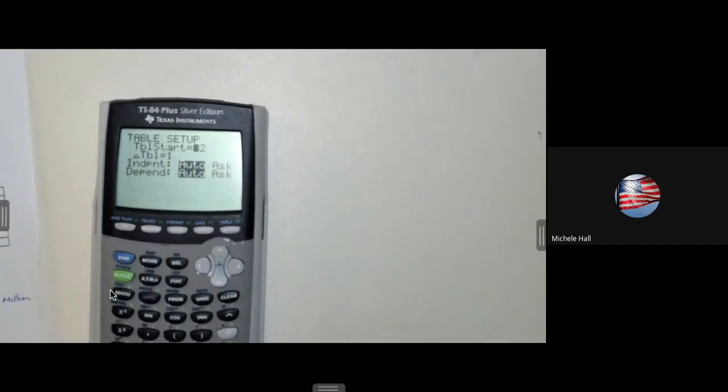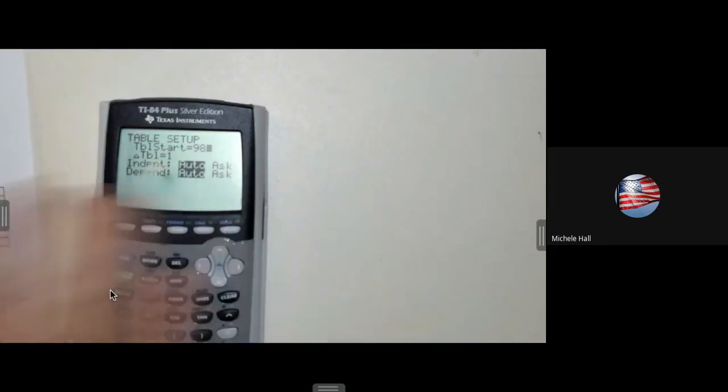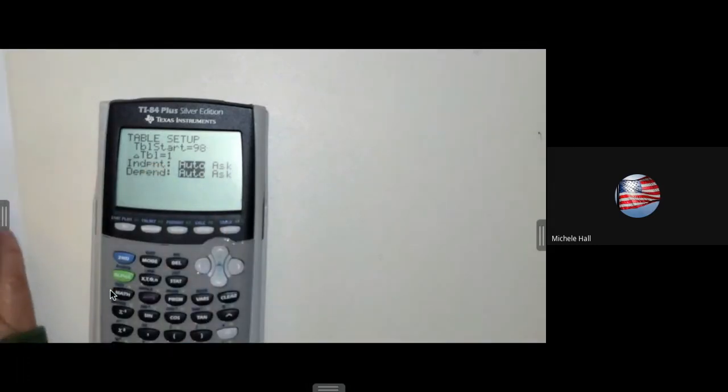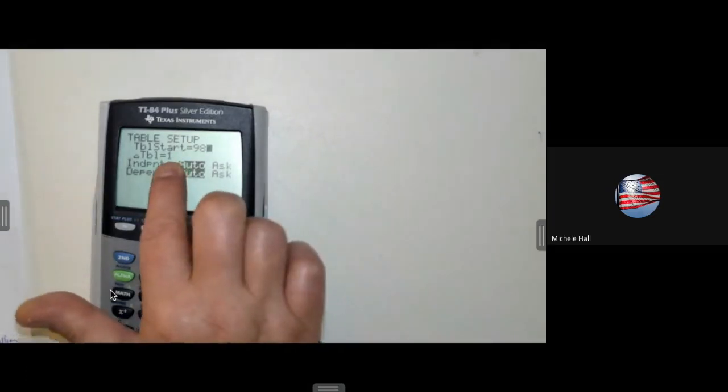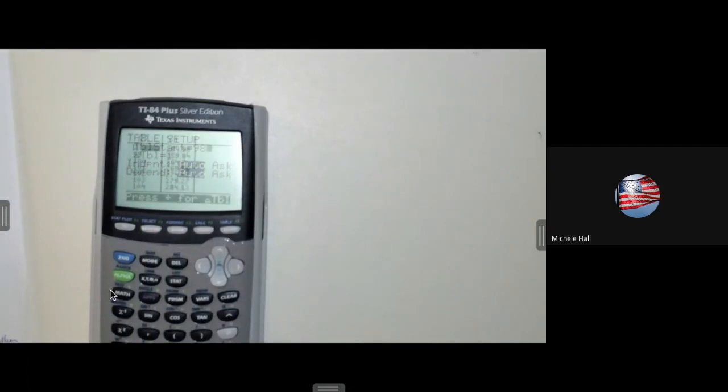If it's 100 I'm looking for, then I'm going to set it for 98. And then what do I want my table to go by? I can have it go by decimals. Like if I looked at the problem over here and they had decimals in the problem, I could make my table go by decimals. I could put in that I want to go by 0.1, which would be by tenths. I could put 0.01, and that would make it by the hundredths. And now my table's starting at 98. And then I can see 100 right there.